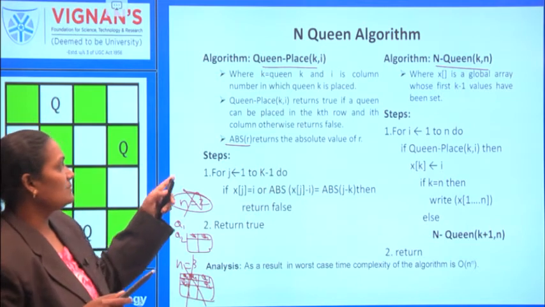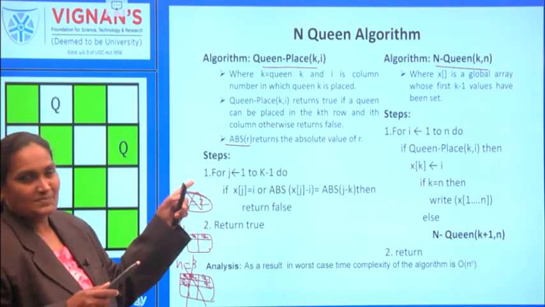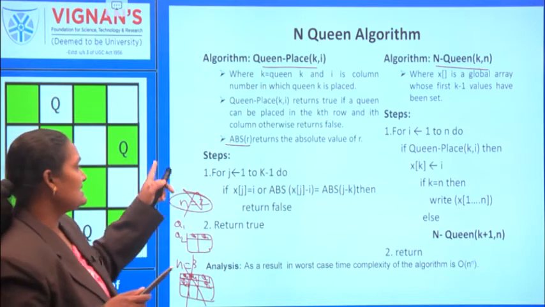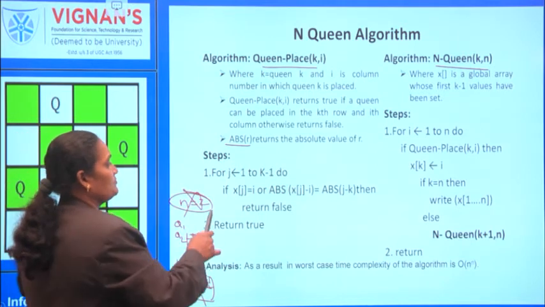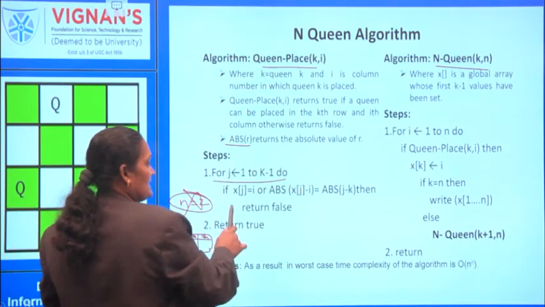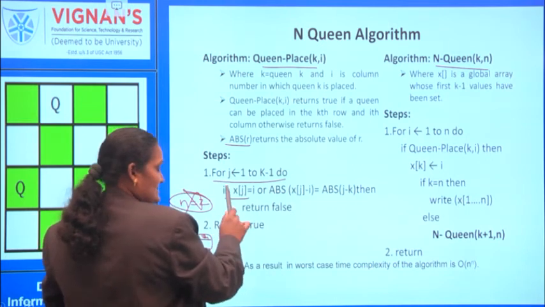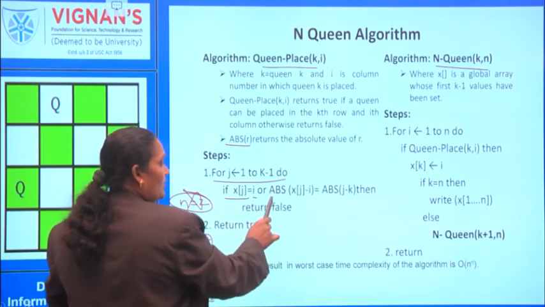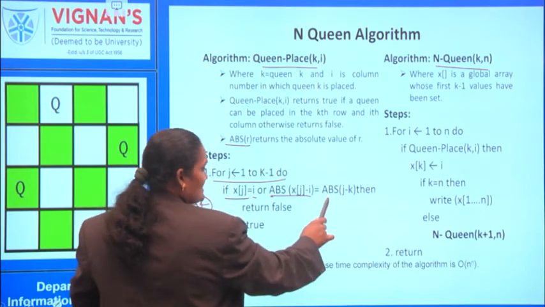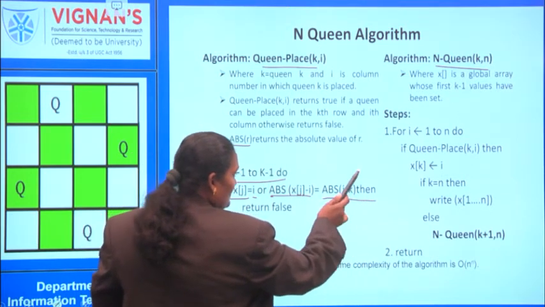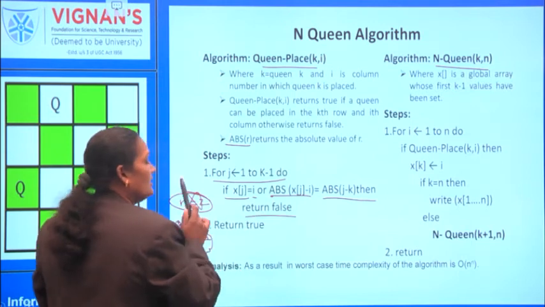Here, this function is nothing but the absolute value function, absolute value of R. Now, let us see the steps which are present in this algorithm. For j equal to 1 to k minus 1, if x of j is equal to i, or absolute value of x of j minus i is equal to absolute value of j minus k, then return false.